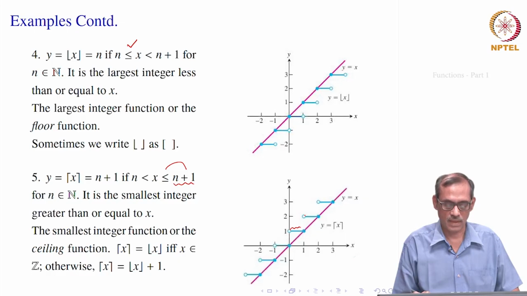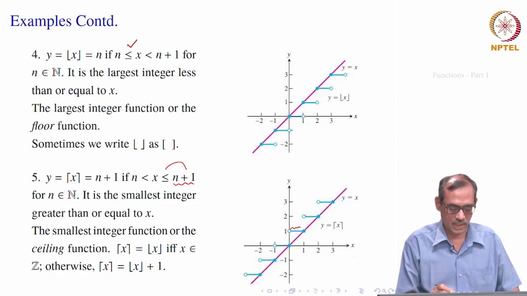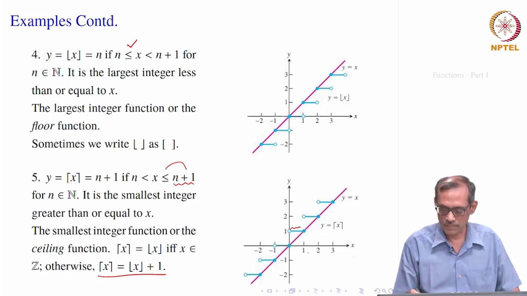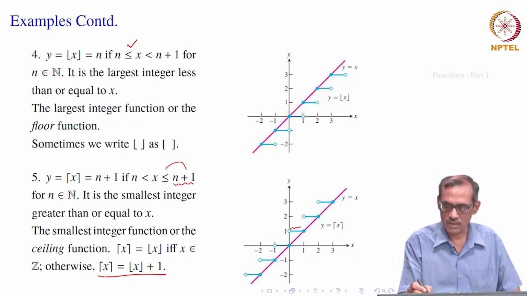So, what is the difference between them? If you see, the ceiling function is equal to the floor function plus 1 if x is not an integer. If x is an integer, then ceiling and floor will be the same. At 1 it is 1, at 2 it is 2, at 3 it is 3, and so on. The same thing for the floor, at 1 it is 1, at 2 it is 2, and so on. So, that is the difference between those two. One is floor, the other one is ceiling.